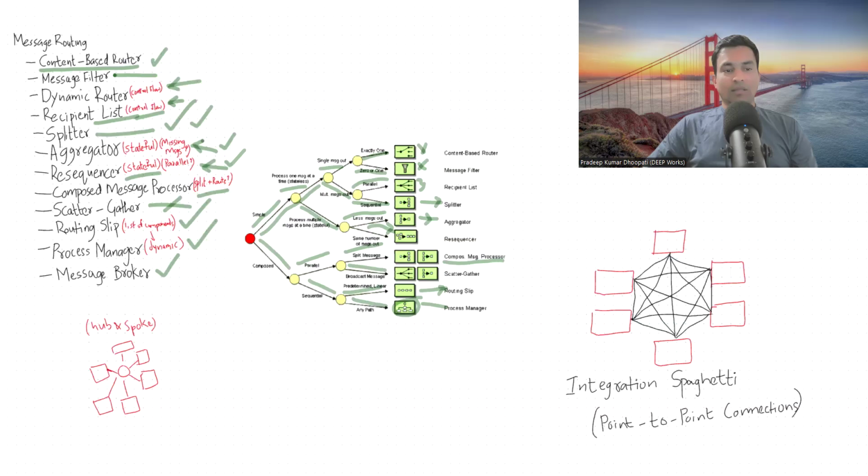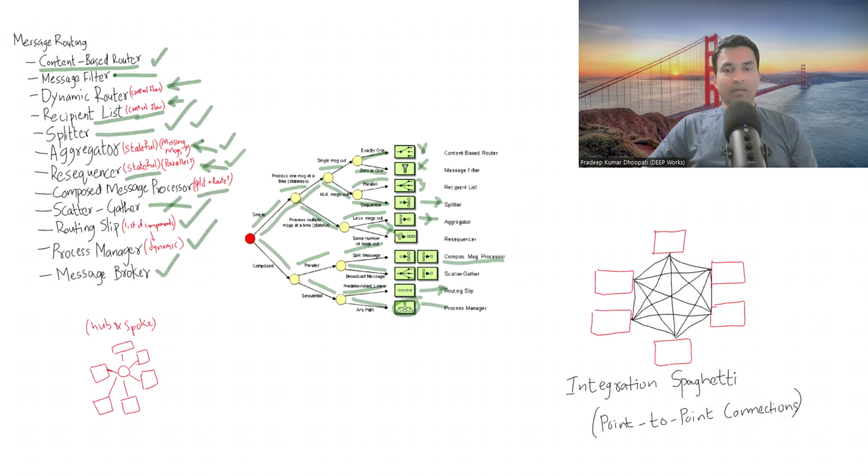And the next router is a splitter. If you get a bulk message with multiple individual messages, then splitter is a message routing pattern which will be useful to split all the individual messages and send them to the downstream consumers.